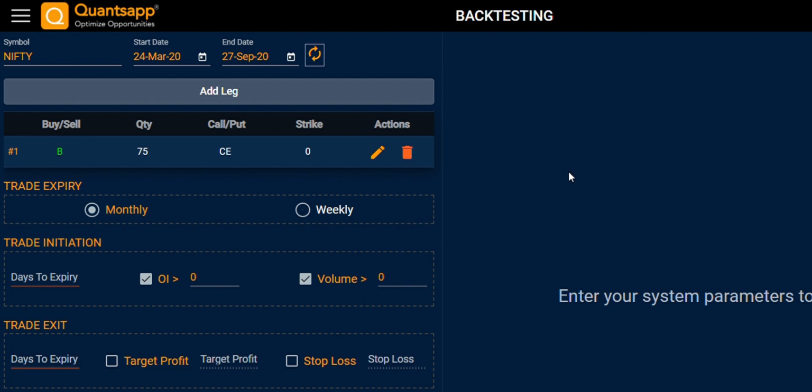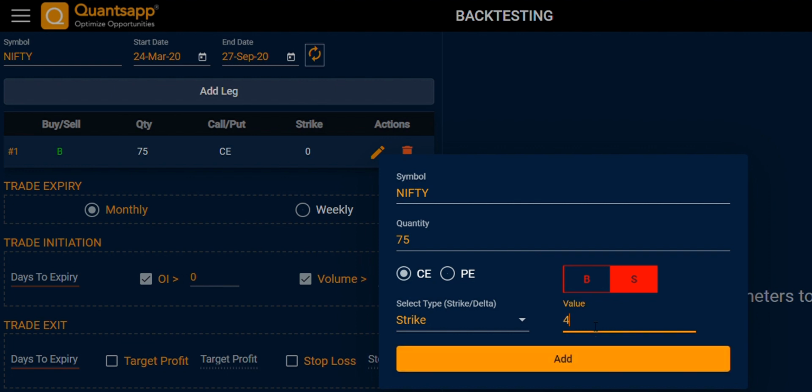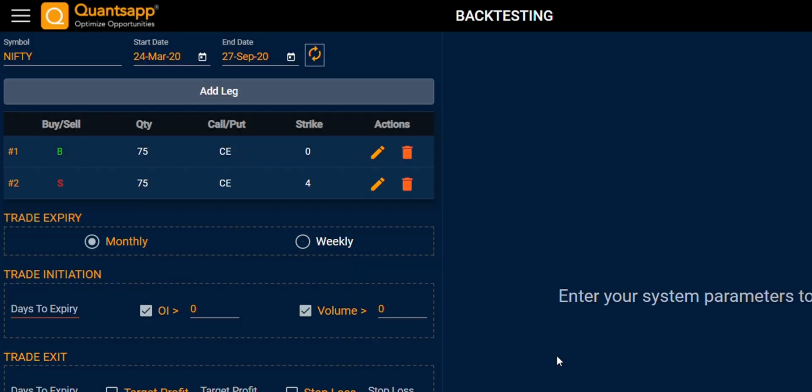Now as we are making bull call spread, we will add one more leg. Now we have the symbol, then quantity. Now we will select call option, then we will select sell, and here we are taking 4 strike out of the money option from at the money option. So we will select 4 and we will add it.